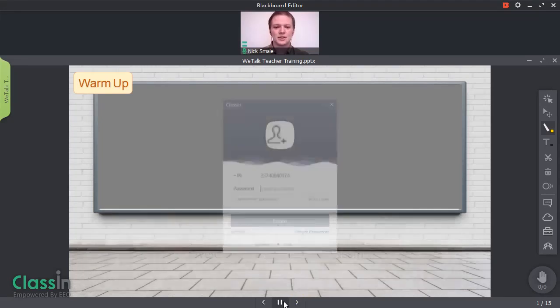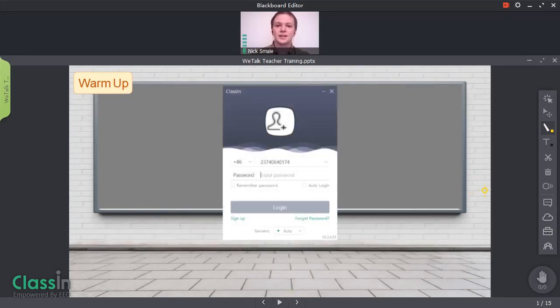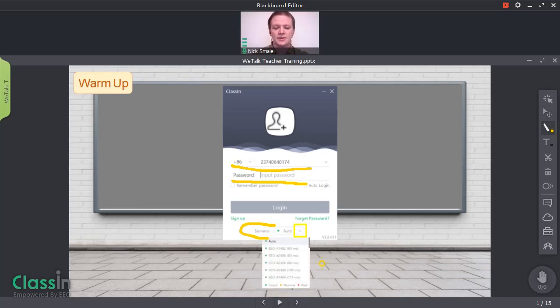Today we're going to be looking at many things, including the ClassIn interface. When you first log in, you'll notice you have your username at the top, that is usually your phone number, and your password on the bottom. You'll also notice this section that says Auto. If you click on the down arrow, it'll come up with a list of servers in order from top to bottom, from fastest to slowest. So choose the top one, and that will get you the best connection with ClassIn.